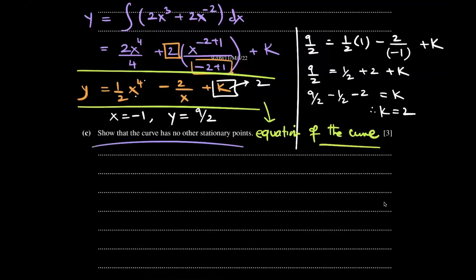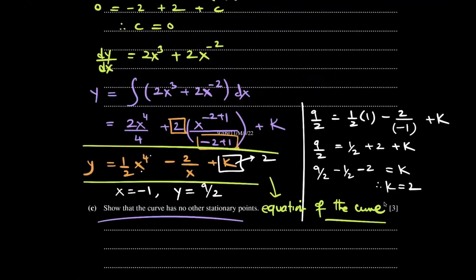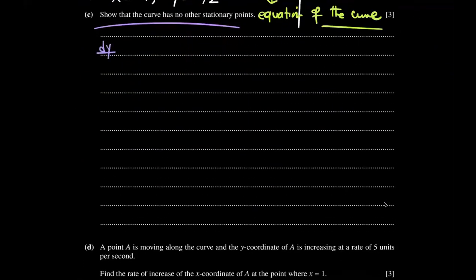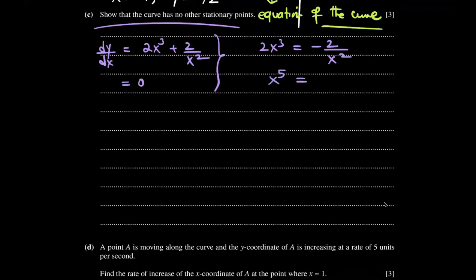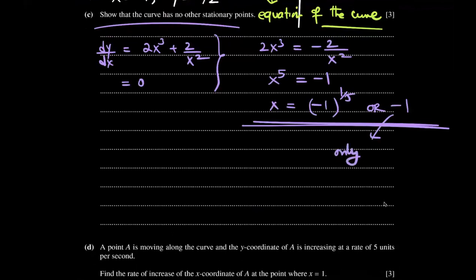Now it says, show that the curve has no other stationary points. Do we have dy by dx? Yes, we do have it. So dy by dx is equal to 2x cubed plus 2 over x squared. And I can write this equal to 0. So therefore, 2x cubed is equal to minus 2 over x squared. Therefore, x to the power 5 is negative 1. Therefore, x is the fifth root of negative 1, which comes out to be negative 1. So this is the only turning point, the only stationary point, and this was already given. Therefore, we have proven that there is no other stationary point on this curve.